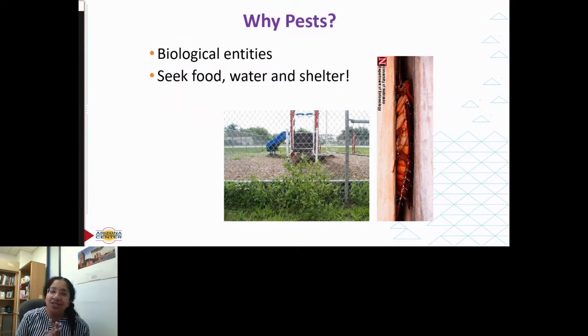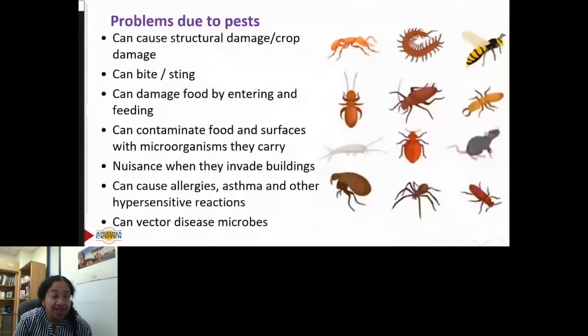They can bite or sting and just be a nuisance. They can damage food by consuming it or entering it and contaminating it with their microorganisms or with their feces and urine. And some people get hypersensitive reactions to allergens that pests produce. Some pests can vector diseases. We know all of that. The ways that pests make our lives miserable.